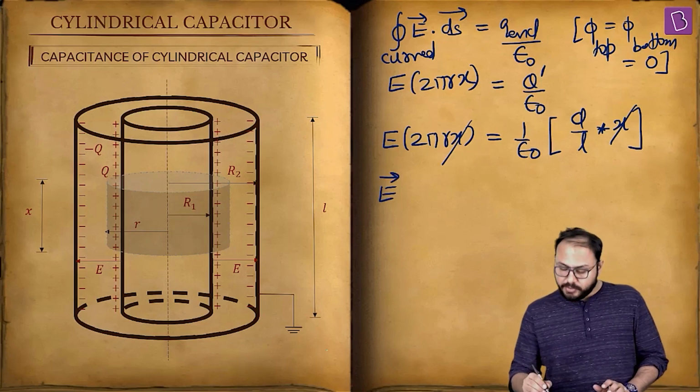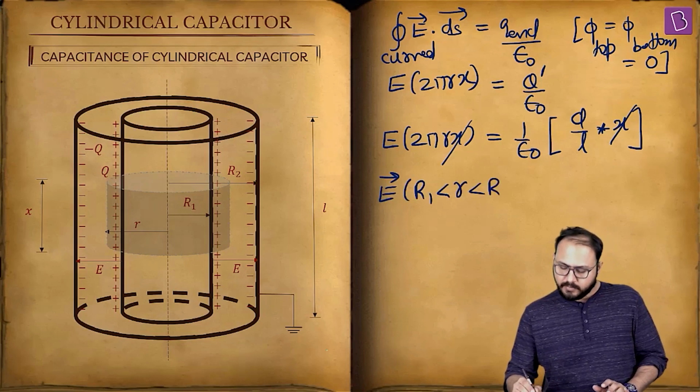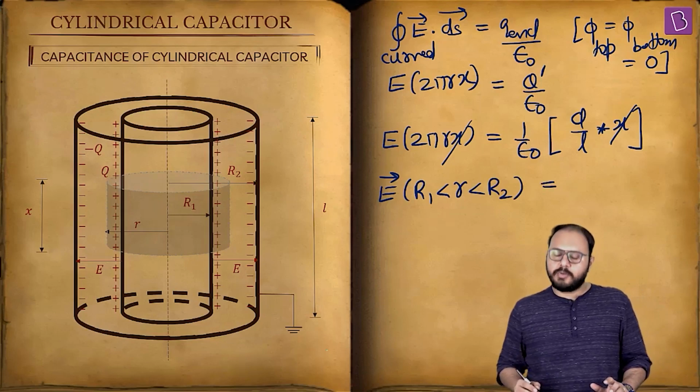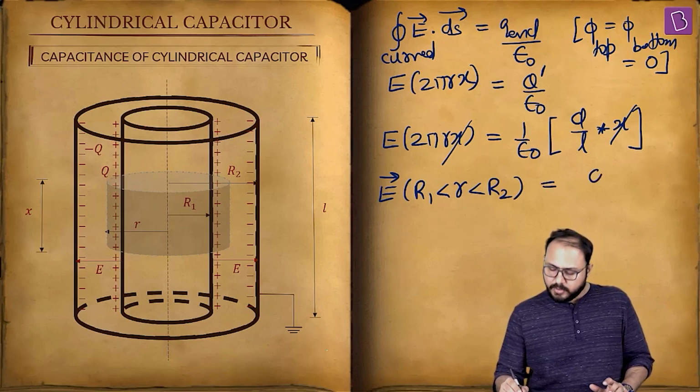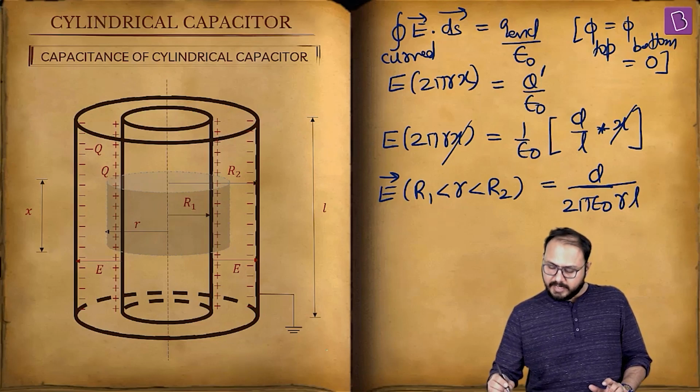So what is my E? For which r are we talking about? We are talking about r which is definitely more than R1 and less than R2. And it is equal to how much? It is equal to Q upon 2 pi epsilon naught r L, in the r cap direction.